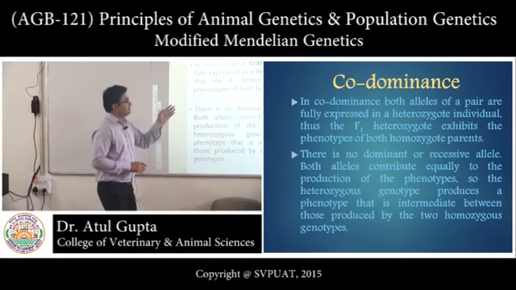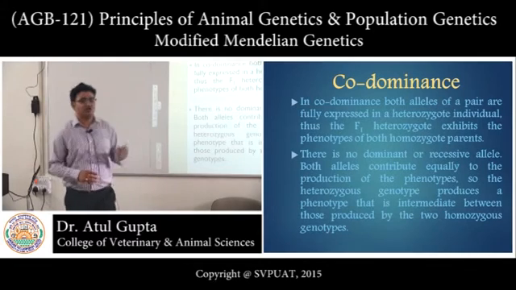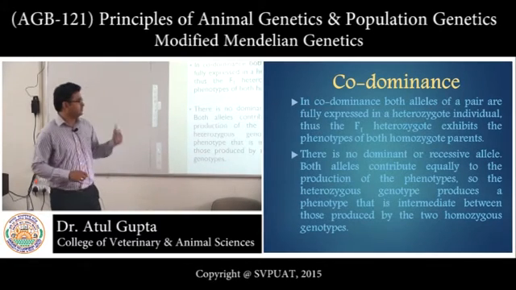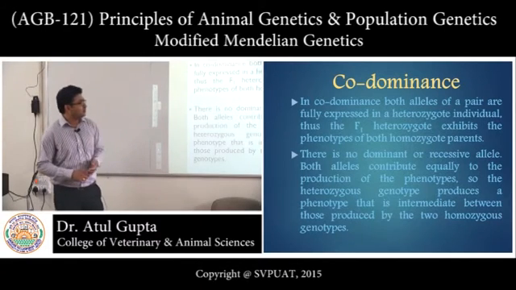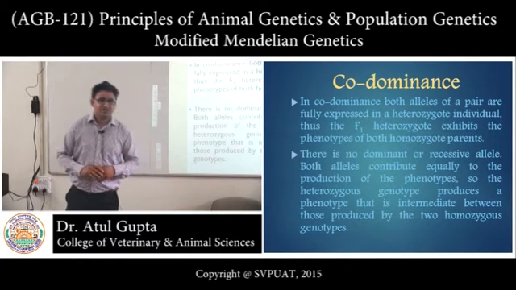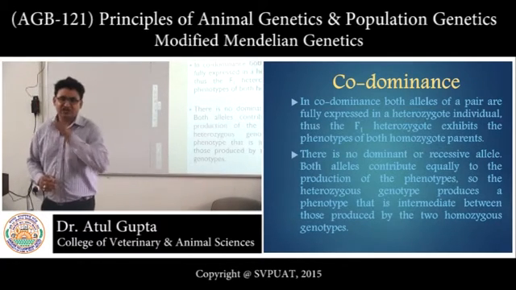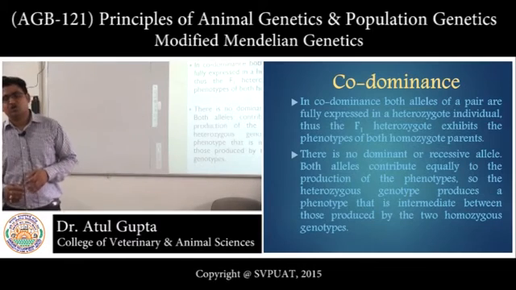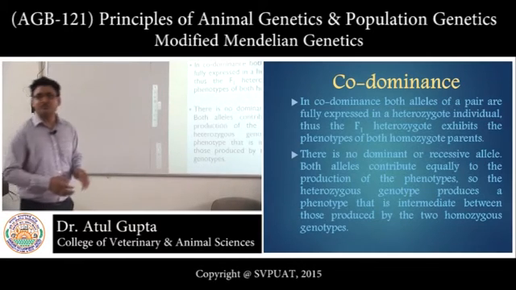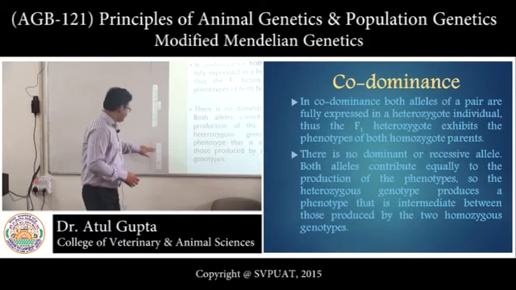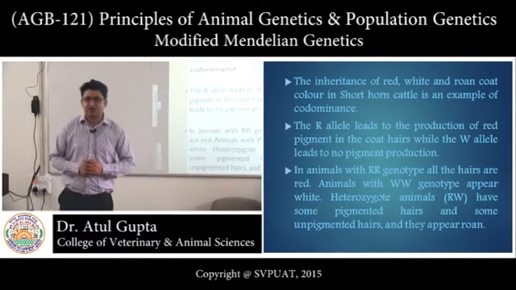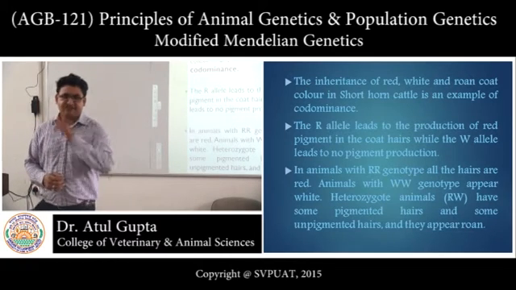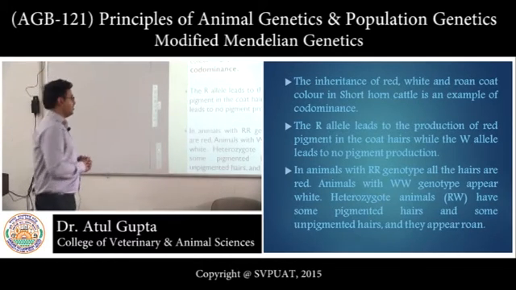So the F1 heterozygote exhibits the phenotypes of both the homozygous parents. So there is no dominant or recessive allele. Both alleles contribute equally to the production of the phenotype. So in codominance, both the alleles will contribute to the phenotype of that individual. The inheritance of red, white and roan color in shorthorn cattle is an example of this codominance.